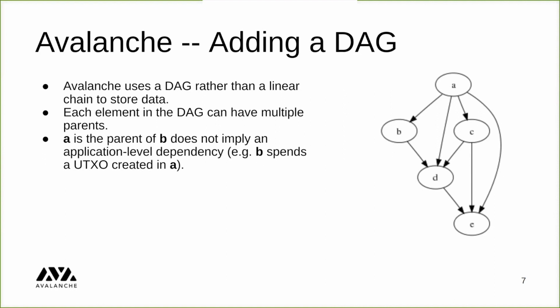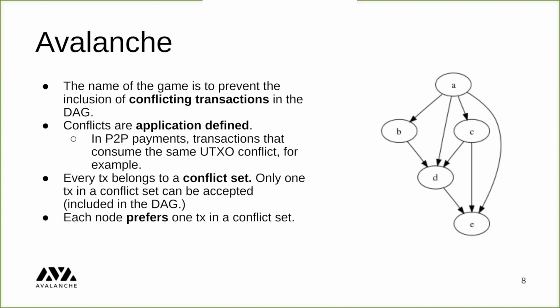With consensus protocols, the name of the game is to prevent bad things from happening and to make progress when bad things aren't happening, or to just make progress, period, I guess. So we want to prevent the inclusion of conflicting transactions in the DAG, and conflicts are application defined, right? Different applications will have a different notion of what it means for two transactions to conflict. In a peer-to-peer payment system, for example, which is obviously very big in the crypto world, two transactions that try to consume the same UTXO are defined as conflicting.